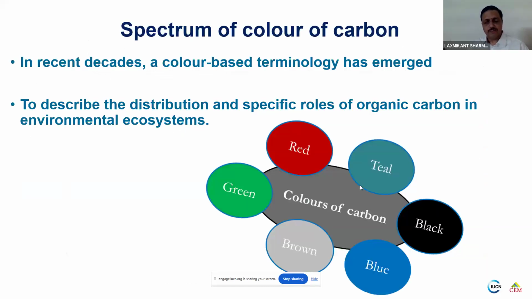But before proceeding, you should know about the spectrum of the colors of carbon. In the picture you see red carbon, green carbon, brown carbon, blue carbon, black carbon, and teal carbon. These are the colors or spectrum of carbon. In recent decades, a color-based terminology has emerged to describe the distribution and specific role of organic carbon in environmental ecosystems.